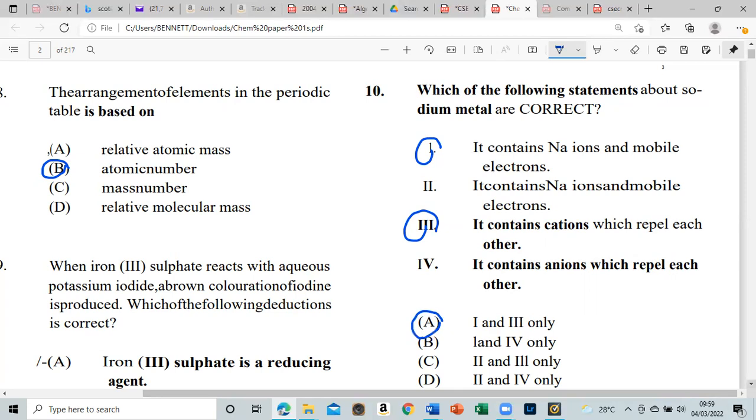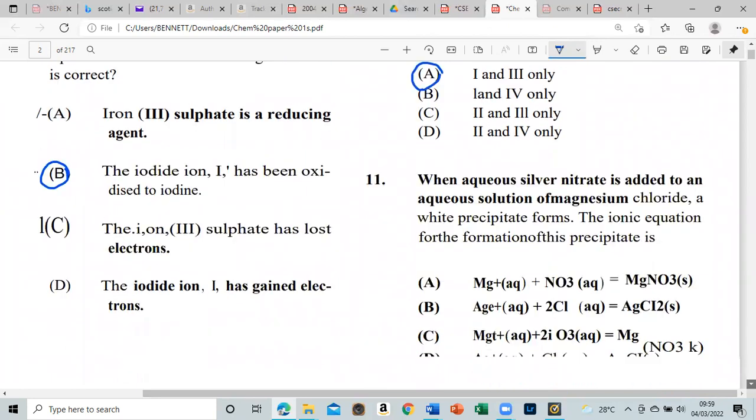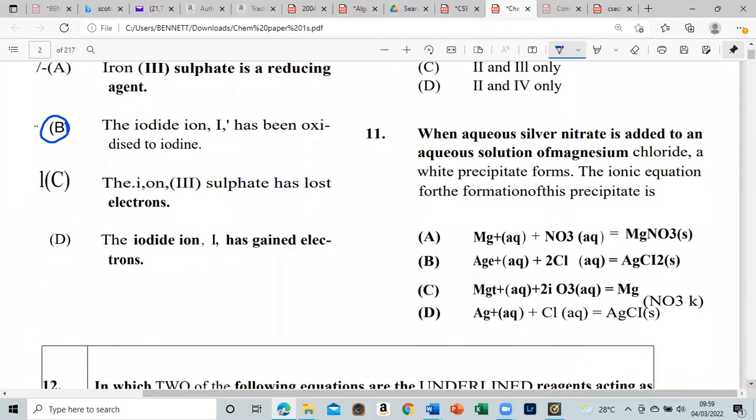Let's move on to 11. When aqueous silver nitrate is added to an aqueous solution of magnesium chloride, a white precipitate forms. The ionic equation for the formation of this precipitate is... and that would be D.